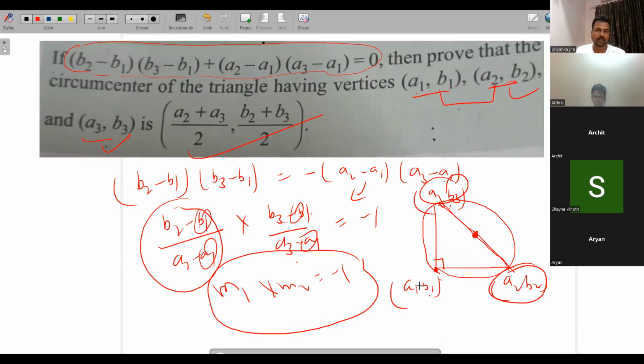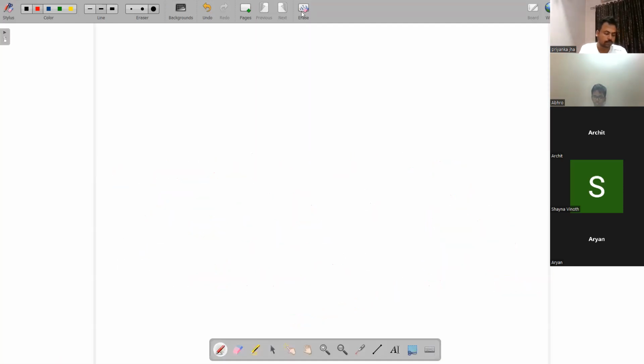One last question for today. Suppose point A is given as (2, -1) and point B is given as (6, 5). Then find the ratio in which the foot of the perpendicular from this point C divides AB.